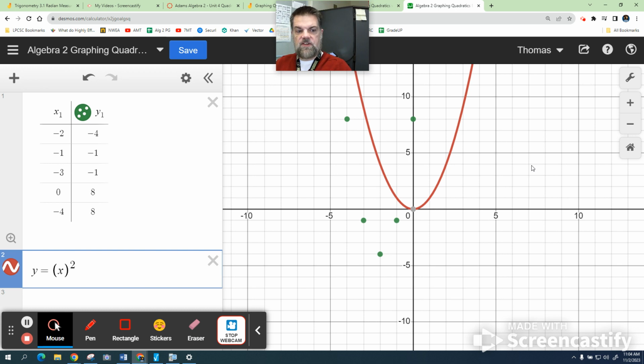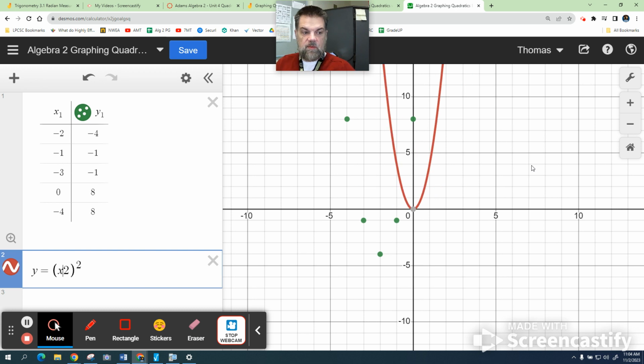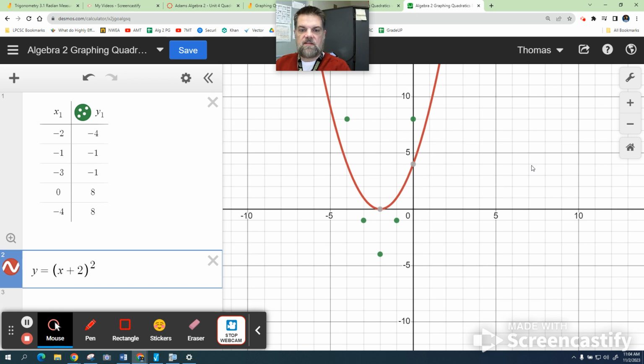I'm going to do it a little different, though. I'm going to put in the h, k first. So this was plus 2. Now, you could do it like this, minus minus 2. And notice that it shifted it over 2 units to the left. But what we wrote in our formula was just plus. And then on the outside, what was our k value? Minus 4.